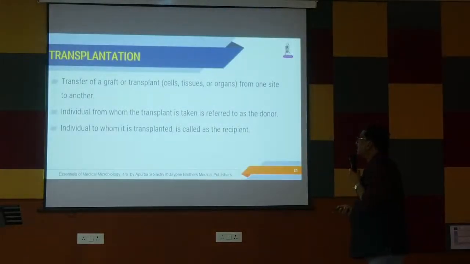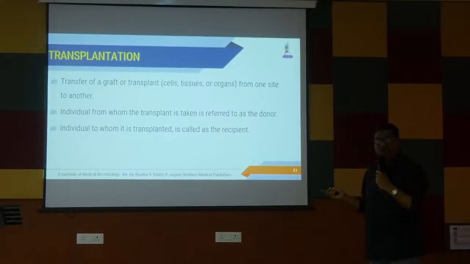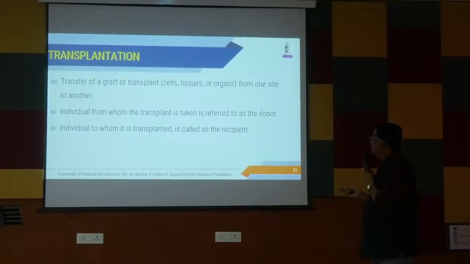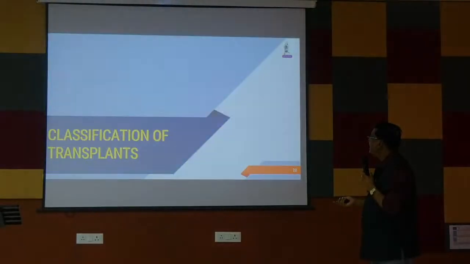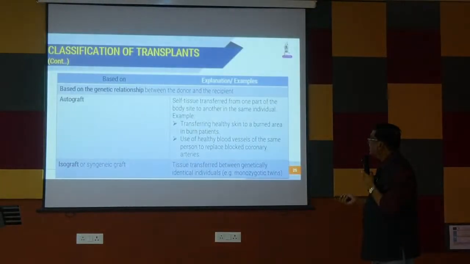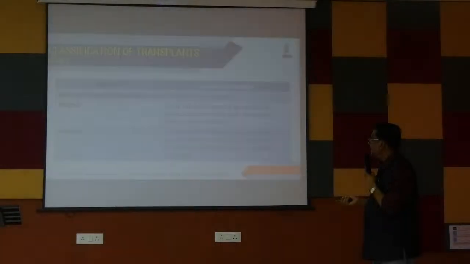Now, the transfer of graft. Transfer of cells, tissues, or organs from one site to another is called a graft or transplant. The individual from whom the transplant is taken is referred to as the donor, and the individual to whom it is transplanted is known as the recipient. The most important classification is autograft, isograft, allograft, and xenograft.